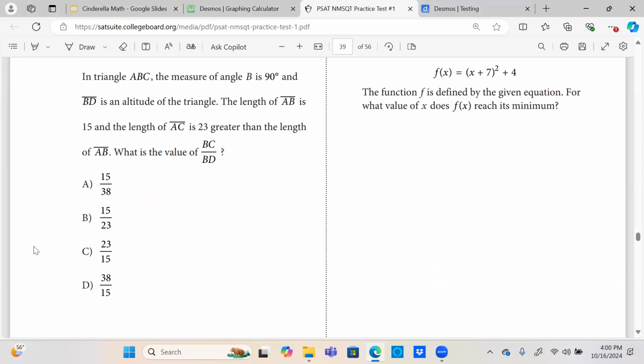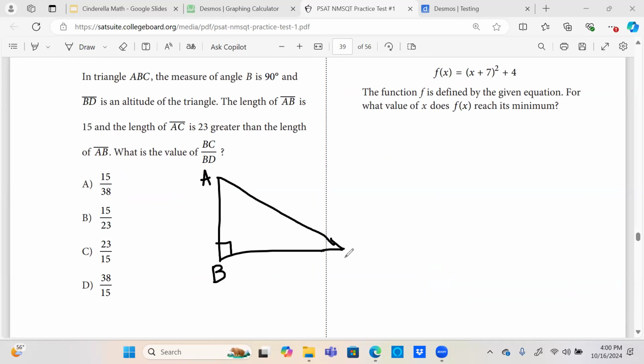26. Let's draw our triangle. Looks like we have a right triangle because it says the measure of angle B is 90. And BD is an altitude of the triangle. The length of AB is 15, and the length of AC is 23 greater than the length of AB. So do 15 plus 23, so this is 38. What is the value of BC over BD? So we kind of have this extra point D where it makes an altitude.